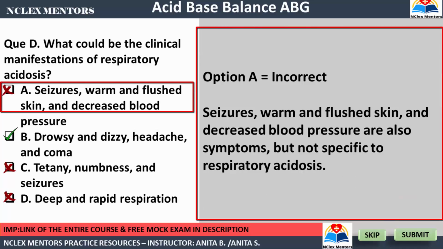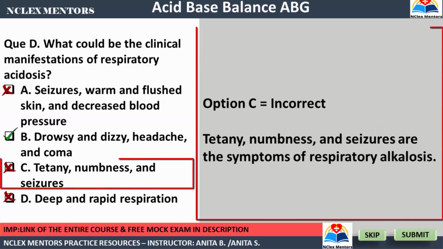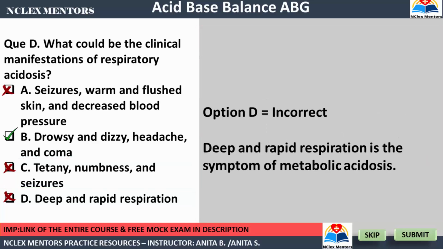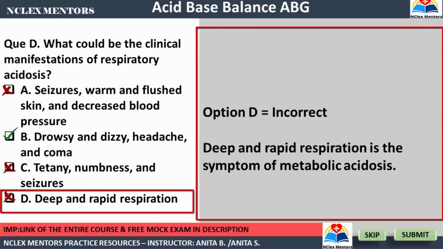Seizures, warm and flushed skin, and decreased blood pressure are also symptoms, but not specific to respiratory acidosis. Tetany, numbness, and seizures are the symptoms of respiratory alkalosis. Deep and rapid respiration is the symptom of metabolic acidosis. This question was pretty easy. Let me take you to our next question.